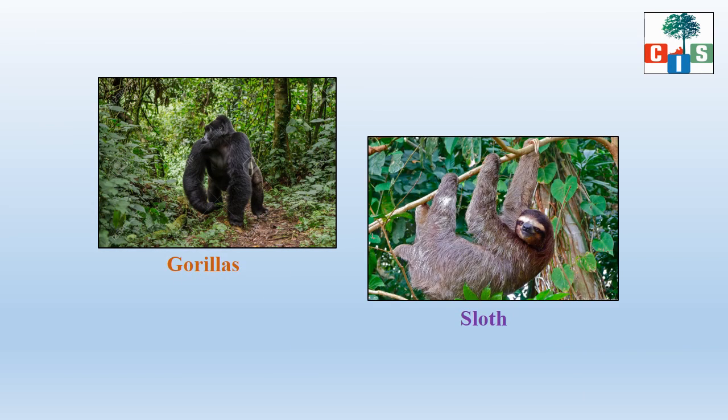Gorillas, and here the sloth. You can see the sloth hanging upside down from the tree. Yes, and scholars, the sloth is called the world's laziest animal. Why? Because they move very, very slowly. They cannot move very fast on the ground, but they are very good swimmers. And most of the time, you will find them hanging upside down from the tree.